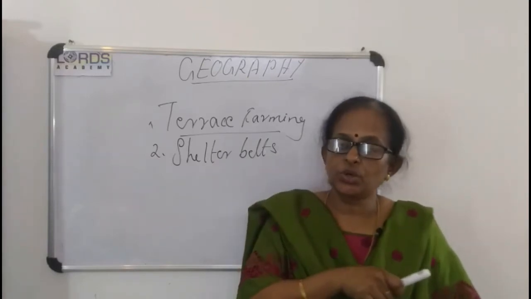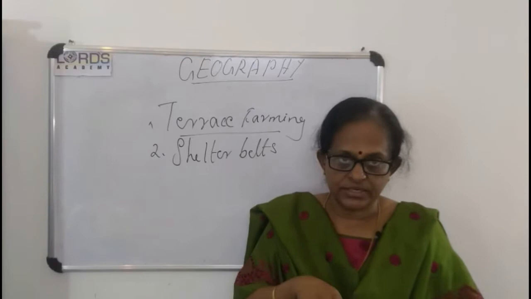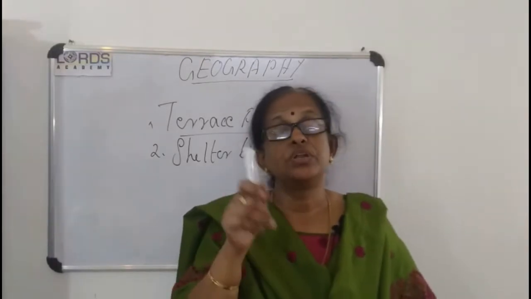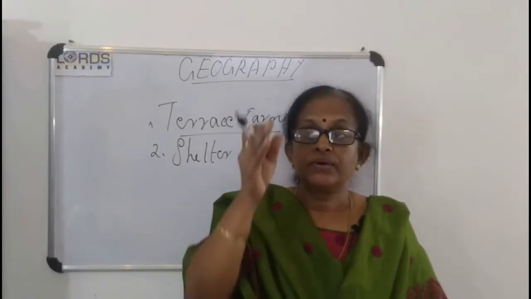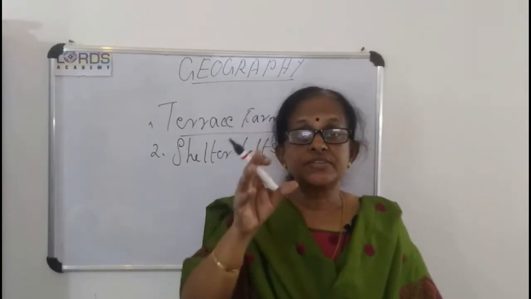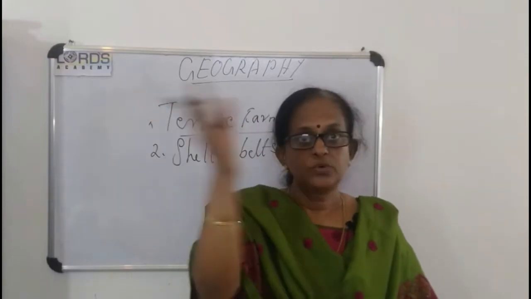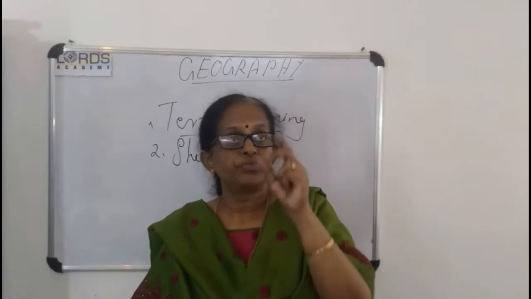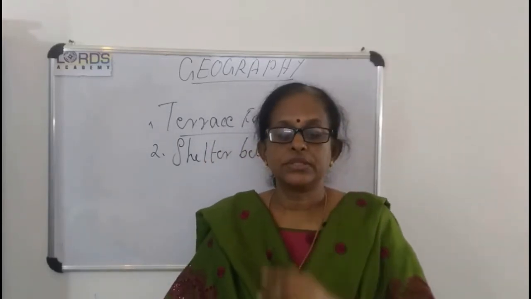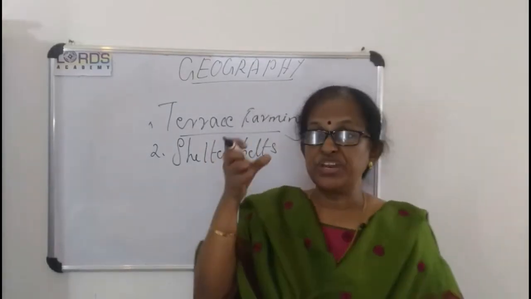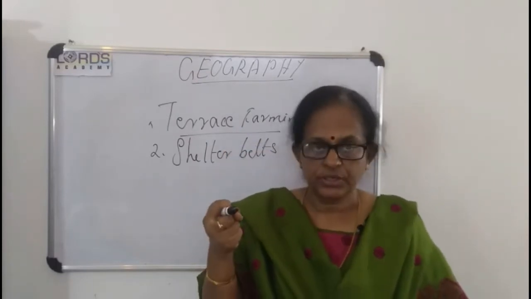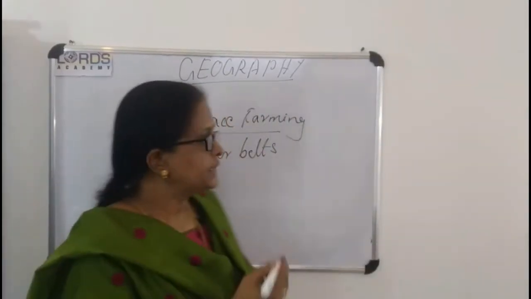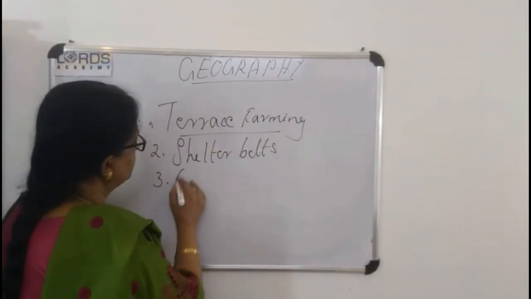We studied the soil erosion by water, wind and human activities. Shelter belt mainly happens where there is too much wind erosion, because we are planting the trees. Planted trees act as a barrier, an obstacle for the wind, isn't it? Therefore, shelter belt acts as a wind barrier. It is also known as wind break. We are breaking the wind. Clear? Shelter belt is also known as wind breaks. Then the third one is contour ploughing.